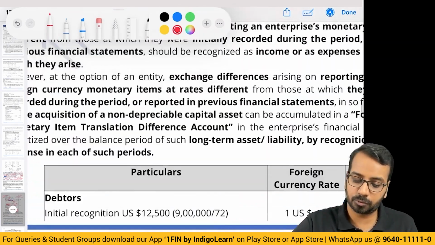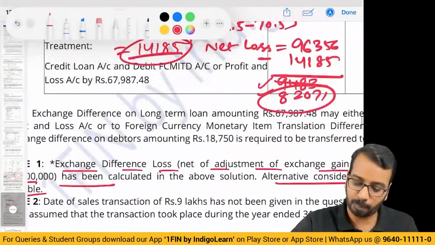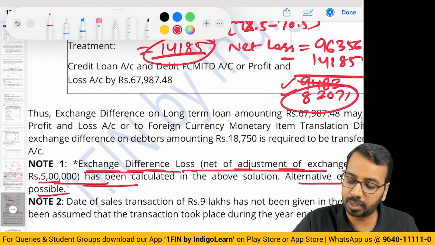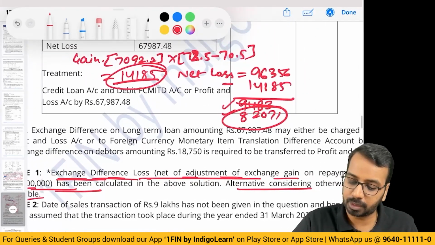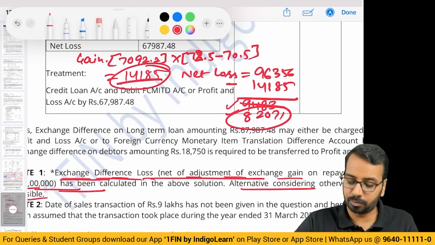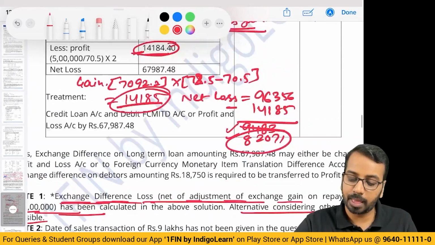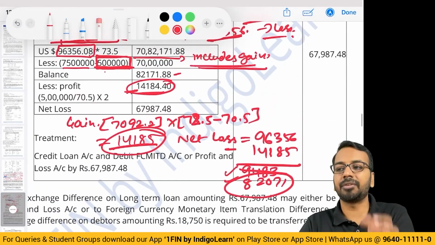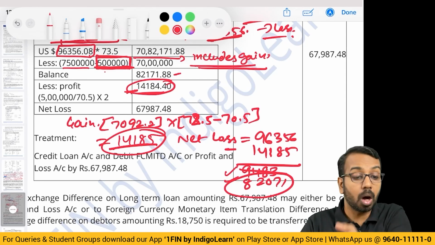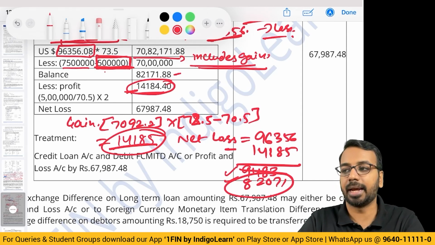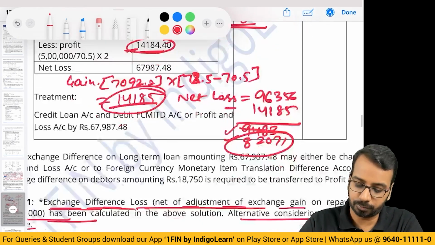I think I have to report this question too. They have given a note also anyways. Exchange difference loss, net of adjustment has been calculated in the above solution. Okay. So that is what they have done, which is incorrect. Now, what is the treatment? Treatment is either debit to P&L or transfer to foreign currency monetary item translation difference account.